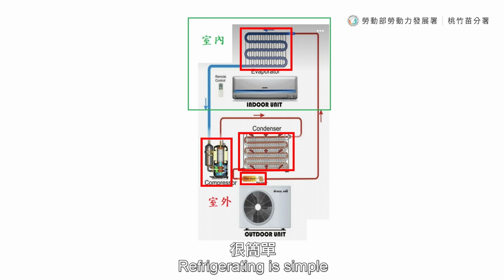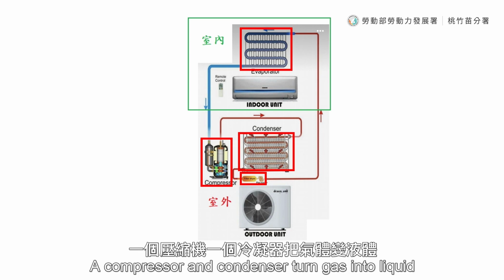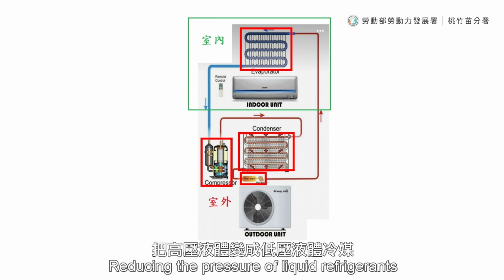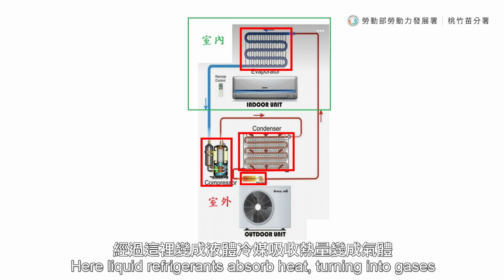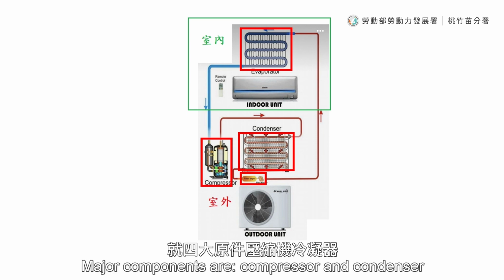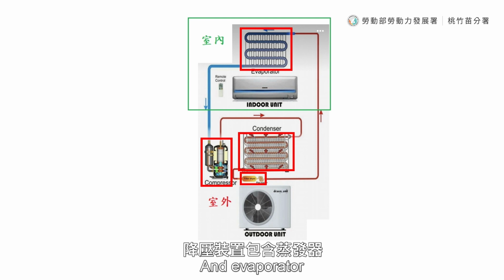You understand that refrigerating is simple. A compressor and condenser turn gas into liquid. There's also the decompressor, reducing the pressure of liquid refrigerants. Here, liquid refrigerants absorb heat, turning into gases and flow back to the compressor. Major components are compressor, condenser and evaporator.